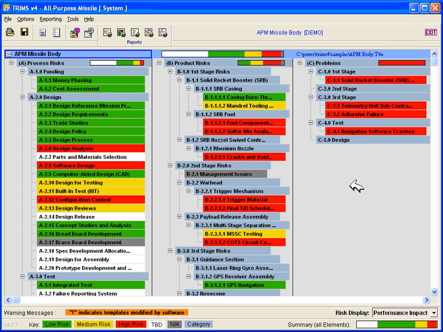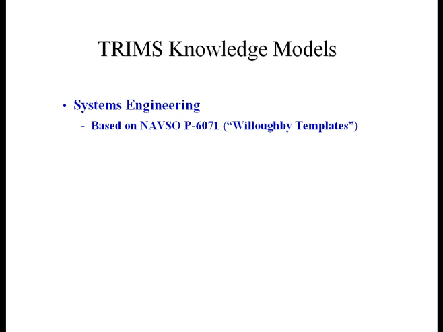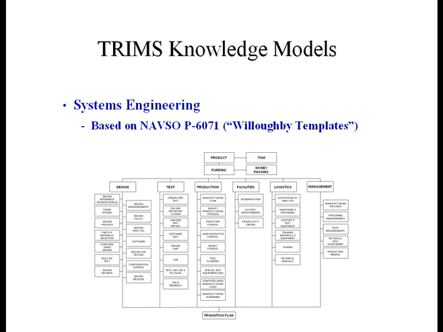When an element is initially created, it will not have any product risks or problems in it, but it will start with some number of process risks or templates. A particular collection of categories, templates, and questions is referred to as a TRIMS knowledge model. TRIMS is currently supplied with 4 knowledge models. The one that we're using for our sample project is the Systems Engineering Knowledge Base. This model is based on the templates described in NAVSO P-6071, also known as the Willoughby templates.